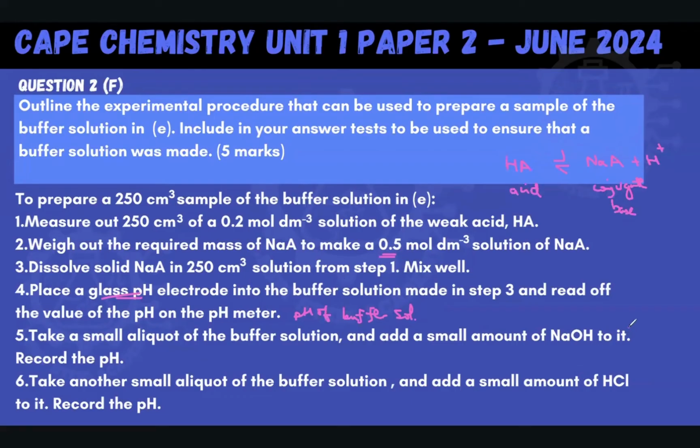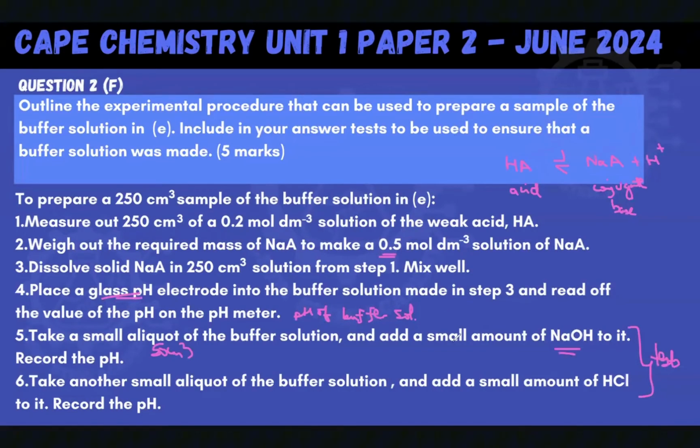All right. Here are our two tests that we're going to do to see if it's functioning as a buffer, right? So we're going to take a small aliquot of the buffer solution that we just made. Let's say we take 50 cm cube, just for argument's sake, out of the 250 cm cube. Then we're going to add a teeny tiny amount of NaOH to it, and record the pH.